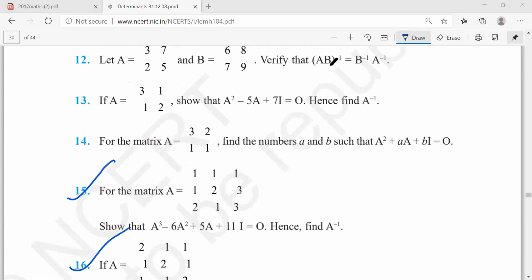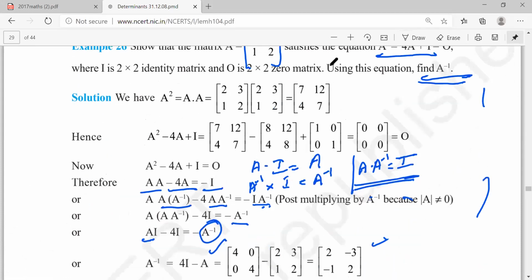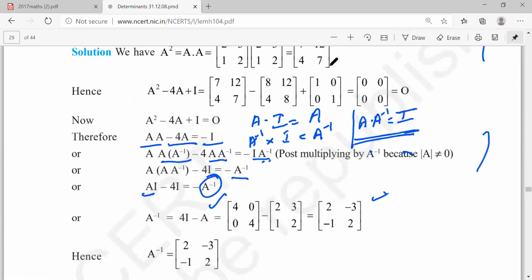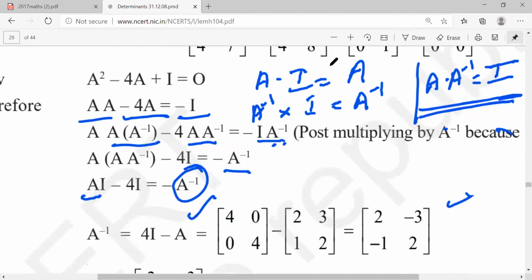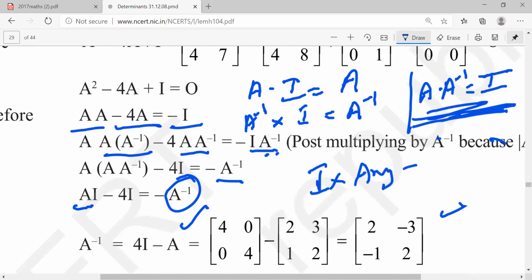Okay, fine. I think this you will know. Whatever you are proving with A square minus, that is fine, you can do it. The only problem is this step. The only logic we have to know is that A into A inverse is I, and I into anything is anything. And A into A inverse is equal to I.